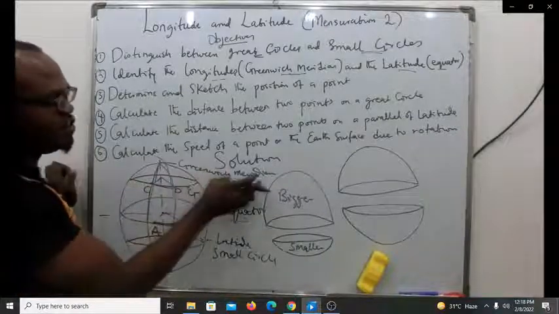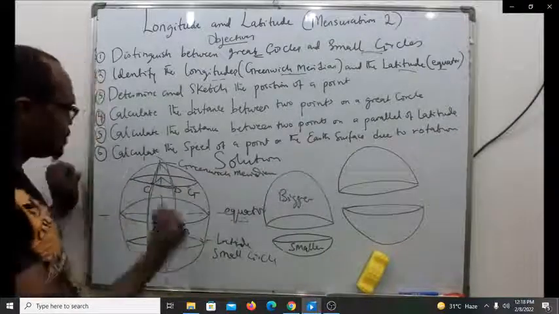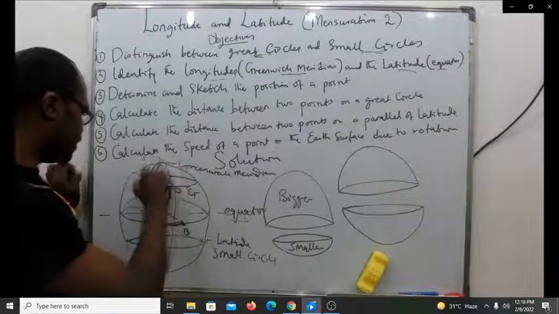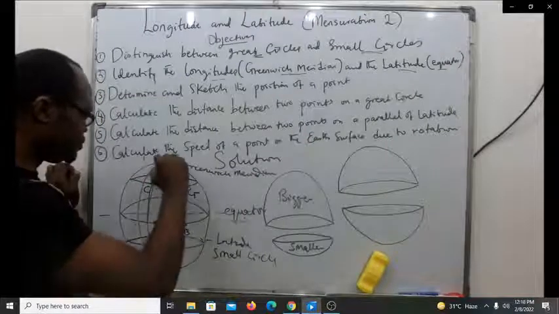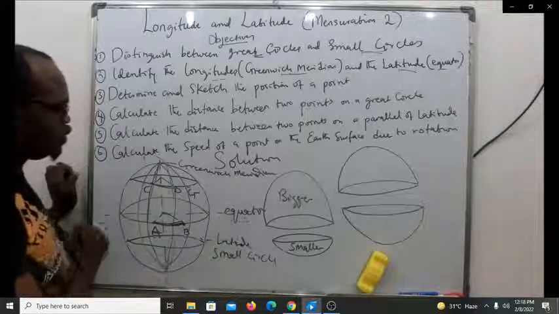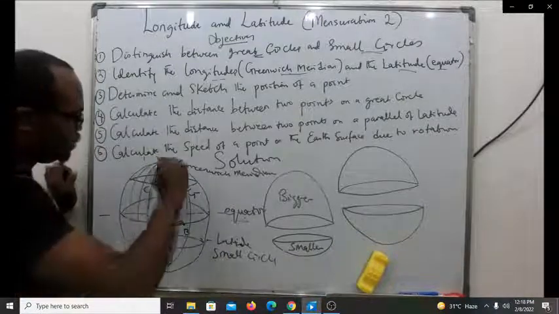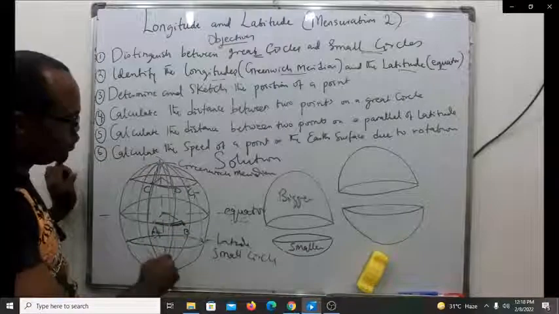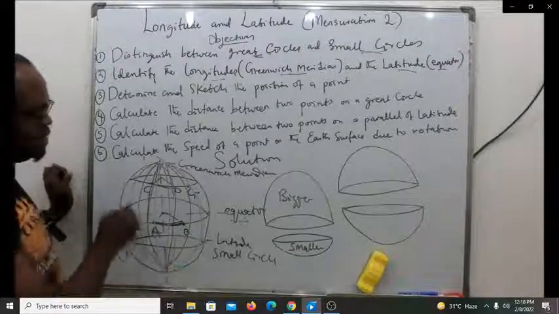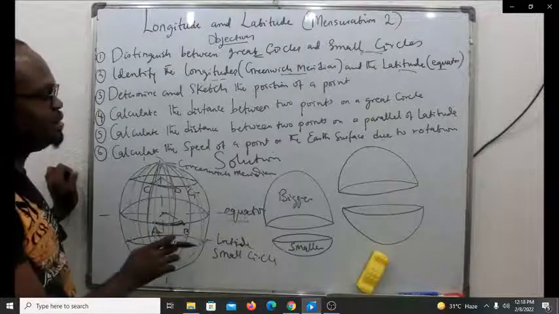So the Greenwich Meridian is a great circle. If you also cut the earth through this other point, you also get two equal parts. If you cut through this point, two equal parts, through this point, two equal parts. So you have plenty of great circles as the meridians.